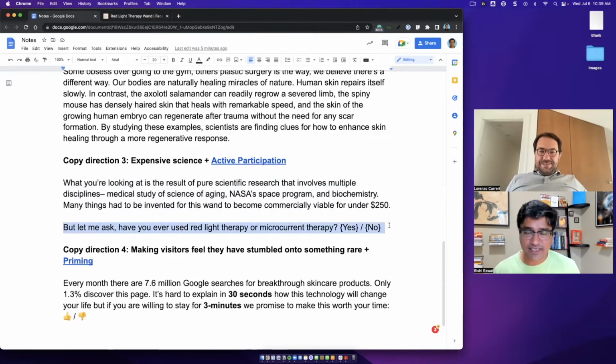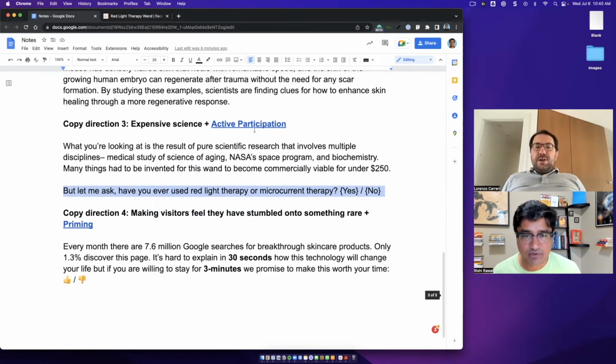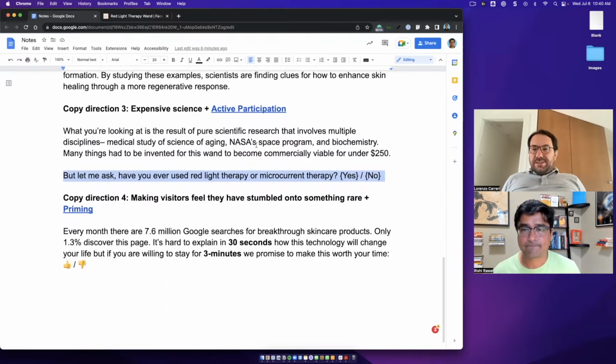And then it says, in a very conversational way, but let me ask, have you ever used red light therapy or microcurrent therapy? Here we're using active participation, because if someone says no, then maybe the rest of the sales pitch needs to be more educational and talk about those technologies, and if they say yes, we can talk about some other attributes. Can you spend 30 seconds explaining what active participation is for the people who are watching us for the first time?